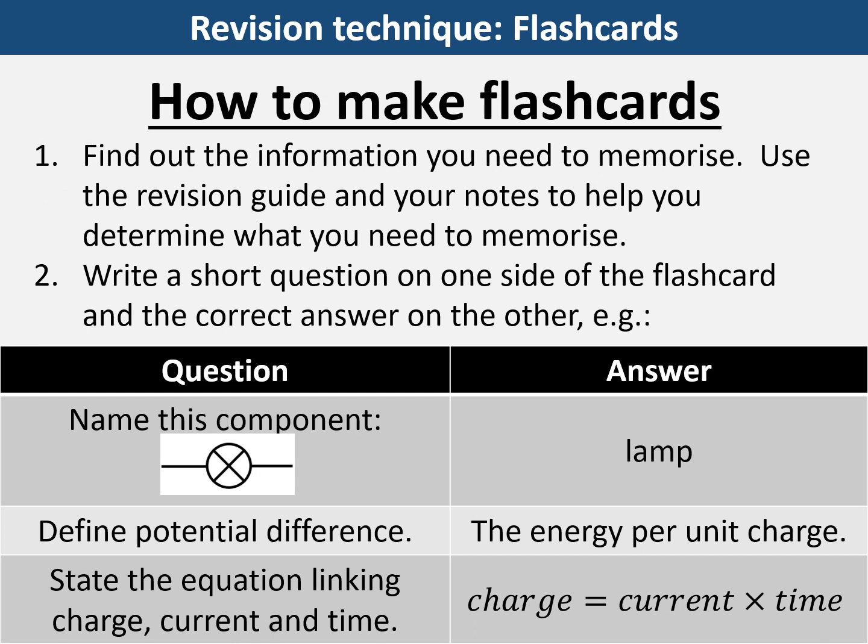In order to make a flashcard, students again need to know the information that they have to memorise. They could use the revision guide or their class notes to help determine what they need to memorise. On one side of the flashcard, it is useful to write a short question, and on the other side of the flashcard, the correct answer. This could also be the keyword on one side and the definition on the other.